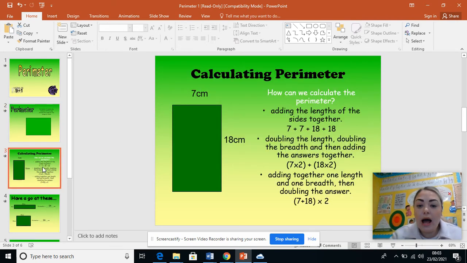Okay, so how do we actually do it? It's really simple. All you've got to do is add all the sides together. Or you could add two sides and then double it. So you could do 7.